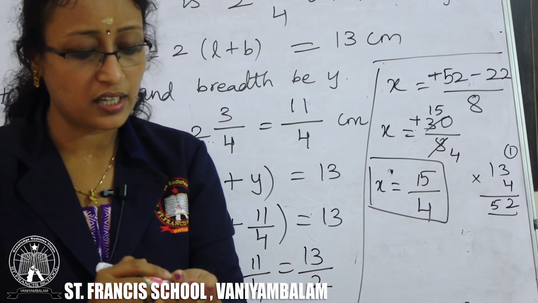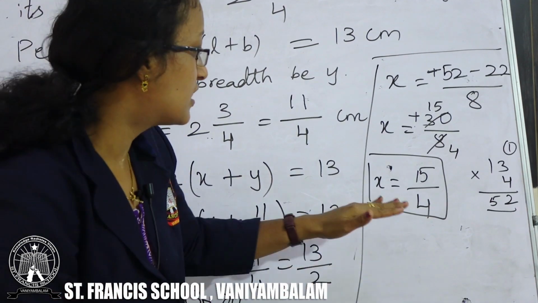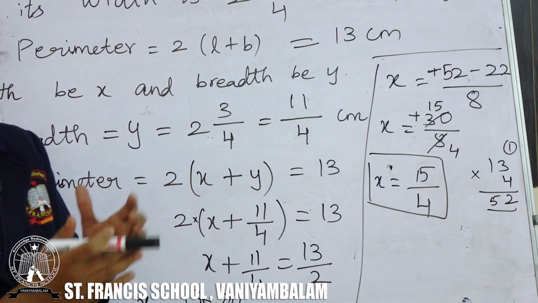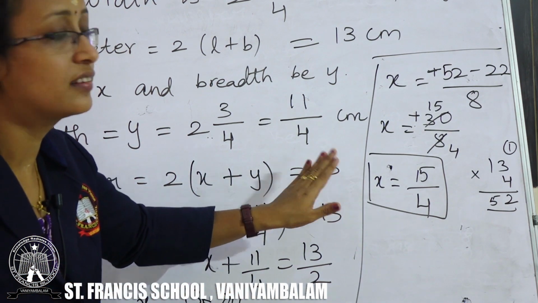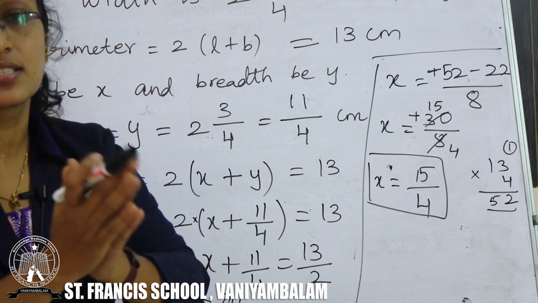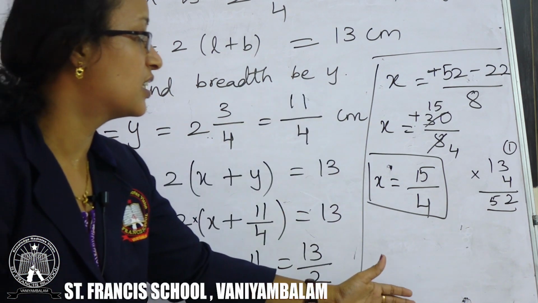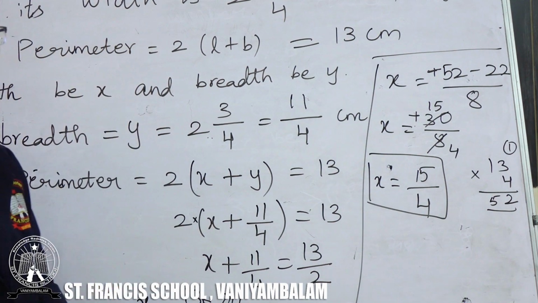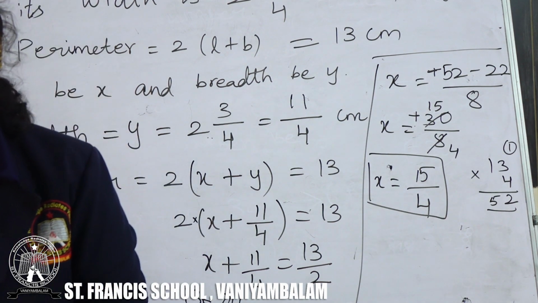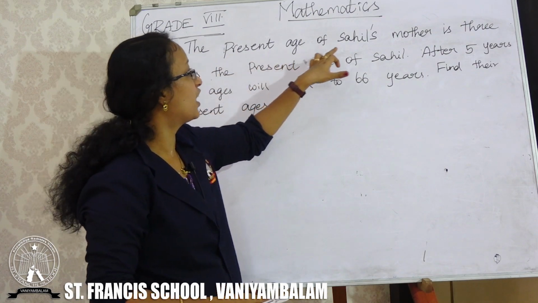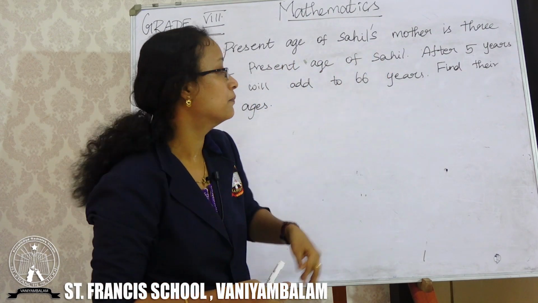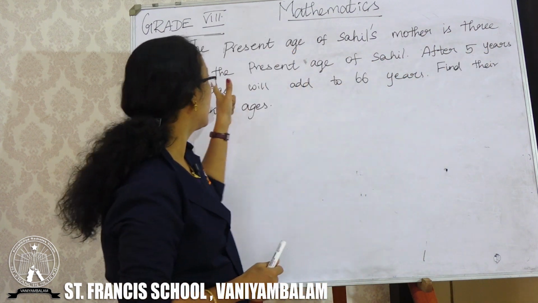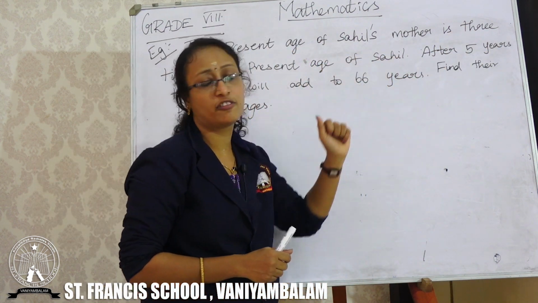How will you check whether your answer is correct or not? Just substitute the value of x in this equation. If it is right, if you are getting 13, then your answer is correct. You can solve this. You can do the checking by yourself, children. Then next problem, a third example, the present age of Sahil's mother. Age problem. The present age of Sahil's mother is 3 times the present age of Sahil.